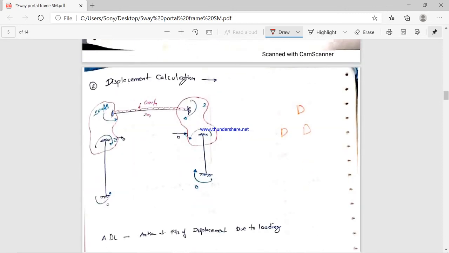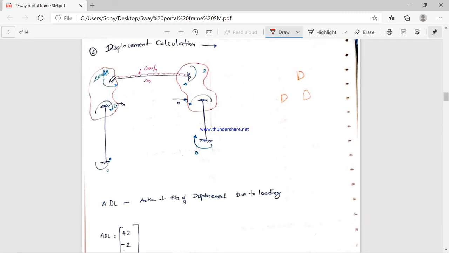Now the last is the displacement calculation. For calculating the displacement, we have to calculate the fixed end moment. As we know, a UDL of intensity 6 kilonewton is acting on the beam. The formula for a fixed beam is WL square by 12. So 6 into 2 square by 12. The answer will be 2. So here 2 will be acting, here also 2 will be acting. But here the effect is 0, because no external loading is acting on the column members. So this is the displacement calculation.